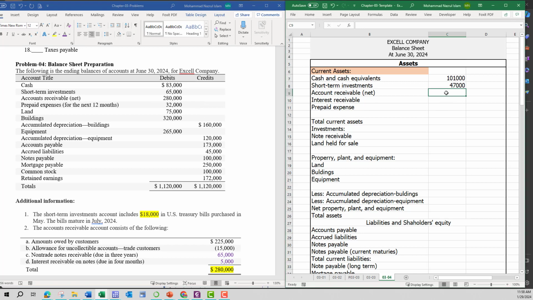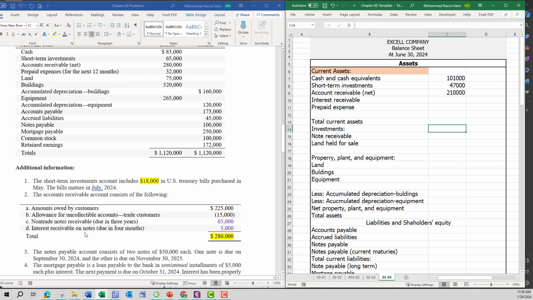And the accounts receivable is 280,000. So 280,000 minus 15,000, minus 65,000. Let's see. Oh no, surely it is 225. So it should be 225 minus 15, which is 210,000.